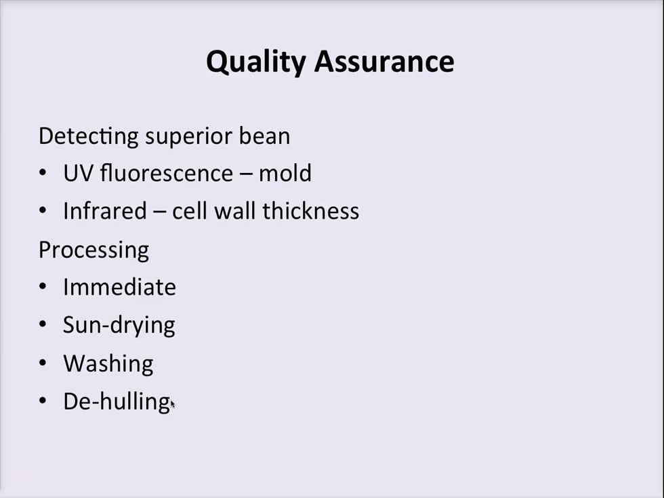And one of the articles that we looked at was really looking at quality assurance. We'll have a couple of coffee readings, and that had to do with detecting superior beans. They used UV fluorescence for mold and infrared to look at cell wall thickness. I thought that was really interesting because it had to do with the appropriate cell wall thickness, allowing the bean to be literally cooked in its own roasting and the waters in it.